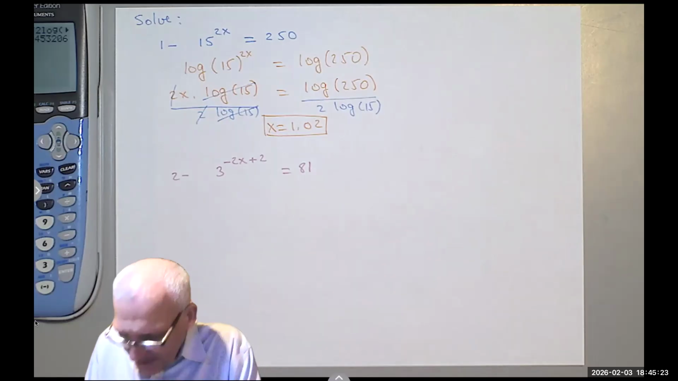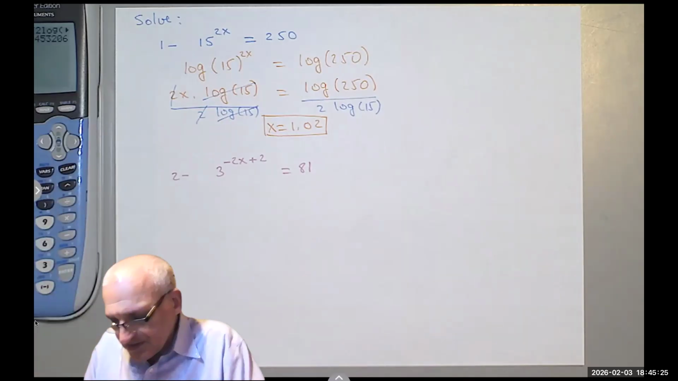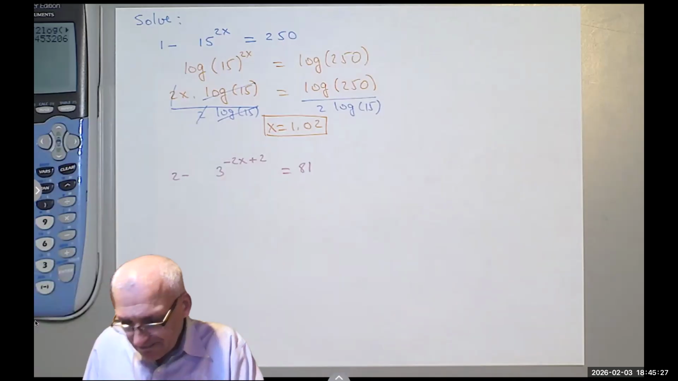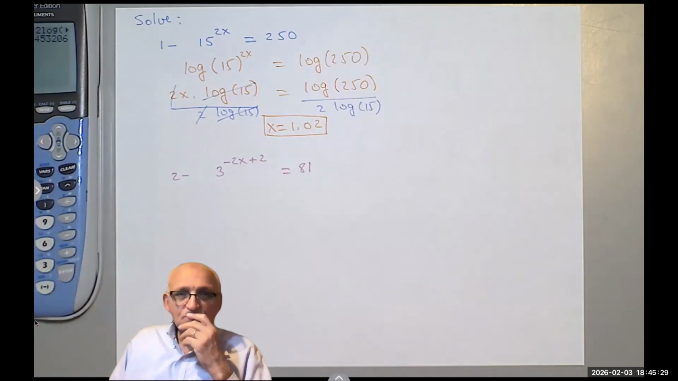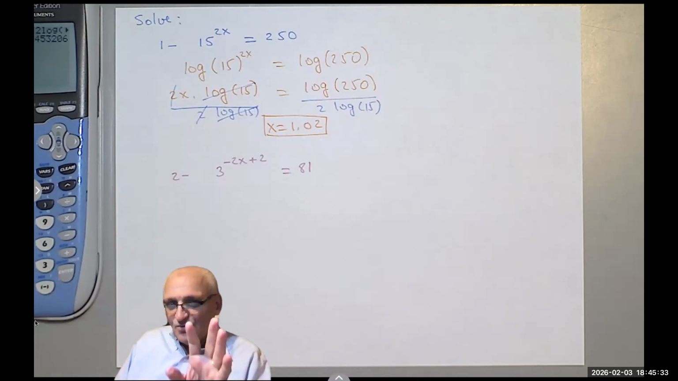Second problem: 3 to the negative 2x plus 2 equals 81. I'm waiting to see. I want you to think a little bit.